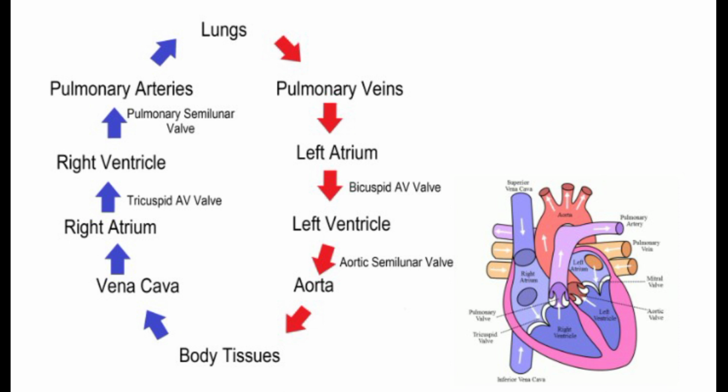Now, when the ventricles are relaxed or during ventricular diastole, the deoxygenated blood passes from the right atrium into the right ventricle via tricuspid valve, and the oxygenated blood passes from the left atrium into the left ventricle via bicuspid valve. This event is followed by ventricular systole or ventricular contraction.